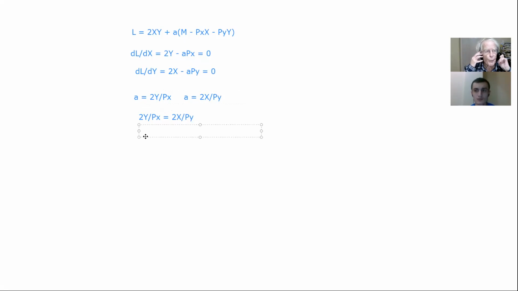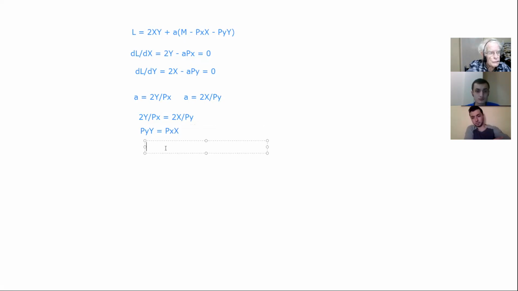So let's cancel out the 2's, then rearrange, and we have that the first of y times y is equal to the first of x times x. And then finally, let's use the budget constraint.